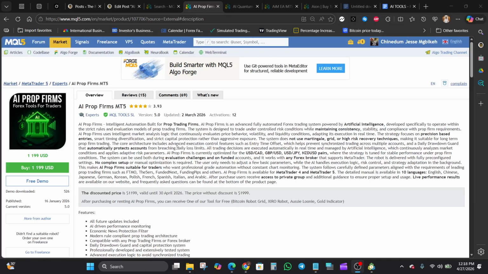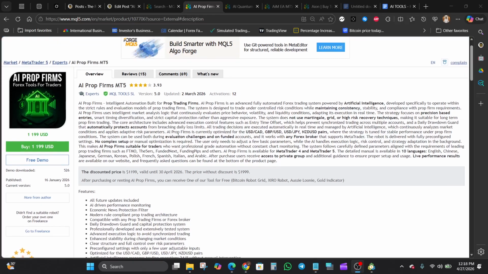In this review, I'm taking a look at the AI prop firms EA, and I can confirm right from the start that it is available for both MT4 and MT5 platforms. Now, this one is priced at 1,199 US dollars, developed by MQL Tools SL, and it is currently on version 5.0 with a recent update in March 2026.